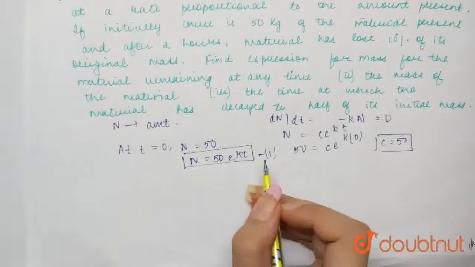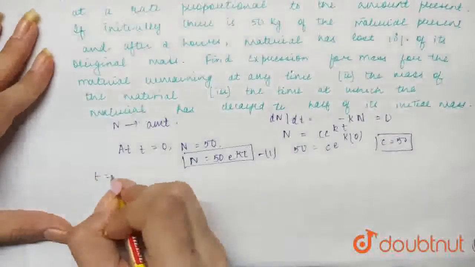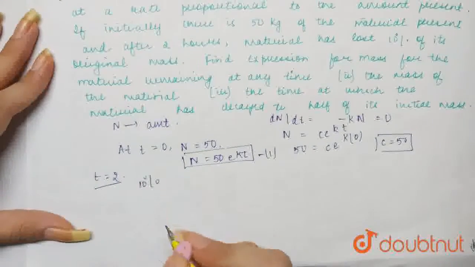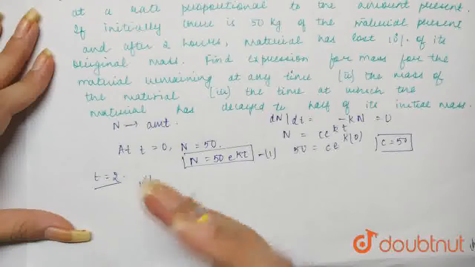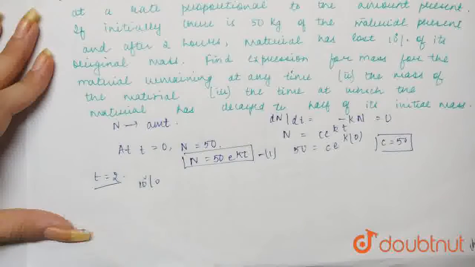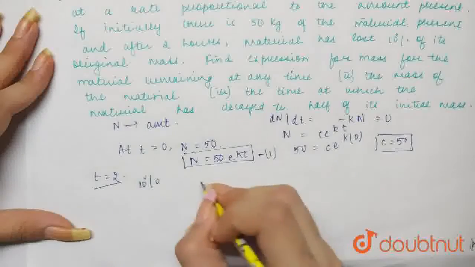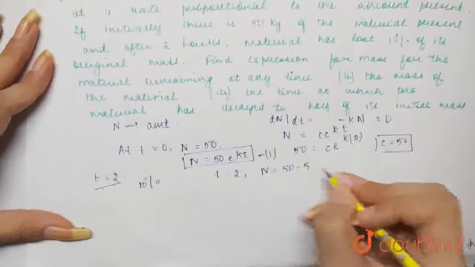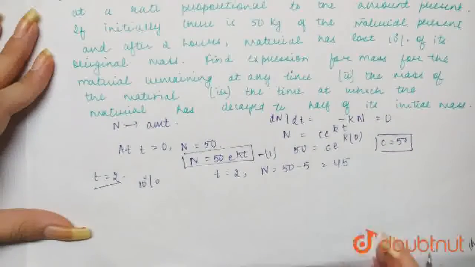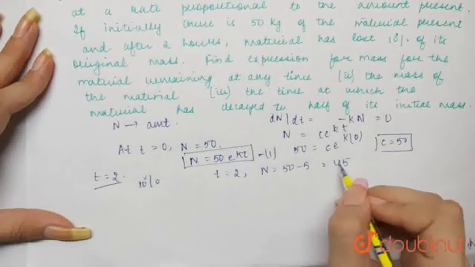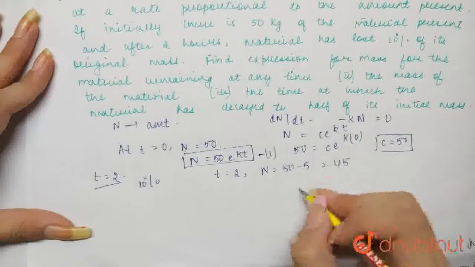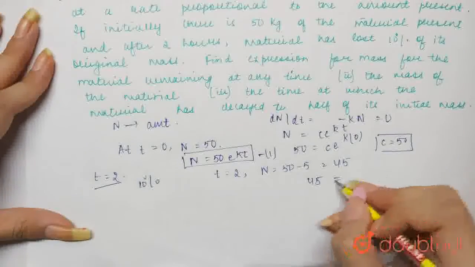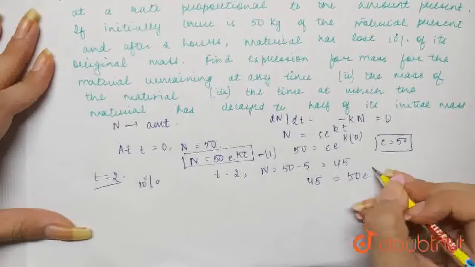Now you know that at time t = 2, 10% of the original mass, that is 5 kg of 50 kg, has decayed. So at time t = 2, N will become 50 minus 5, which is 45. So what we have to do is substitute this in this equation. Instead of N you will write 45, and 45 equals 50 e^(-2k).